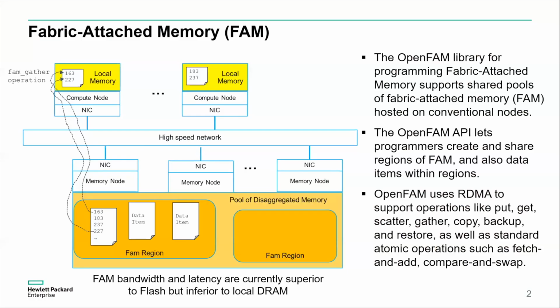So let me start off by explaining what I mean by fabric attached memory. The OpenFAM library lets us take a bunch of conventional nodes and expose some of their memory as a pool that can be shared and used by programmers using compute nodes. For example, this slide shows a pool of memory, and the programmers on these compute nodes have created some shared FAM regions, and some shared FAM data items within those regions. The OpenFAM API lets the programmers use RDMA to perform operations on these items, for example, scatter, gather, copy, and atomics.